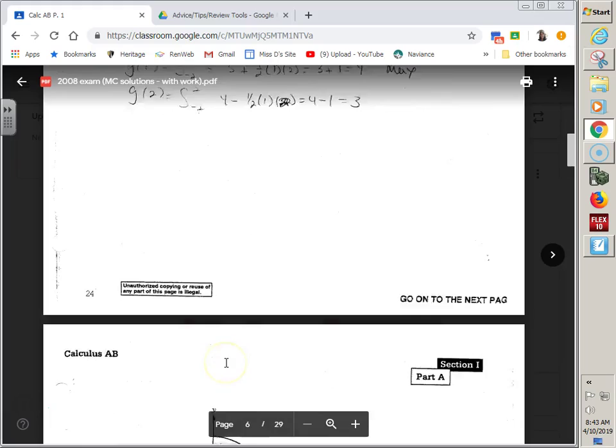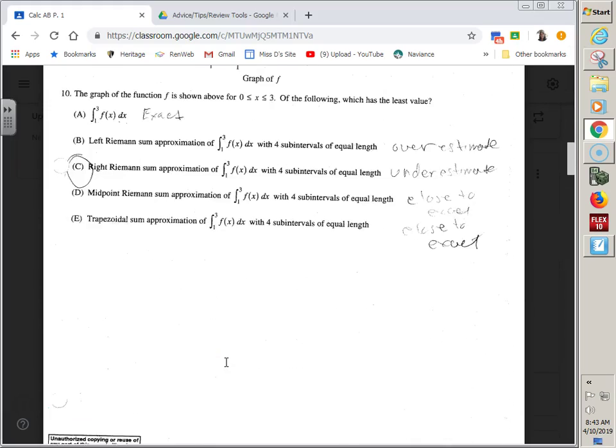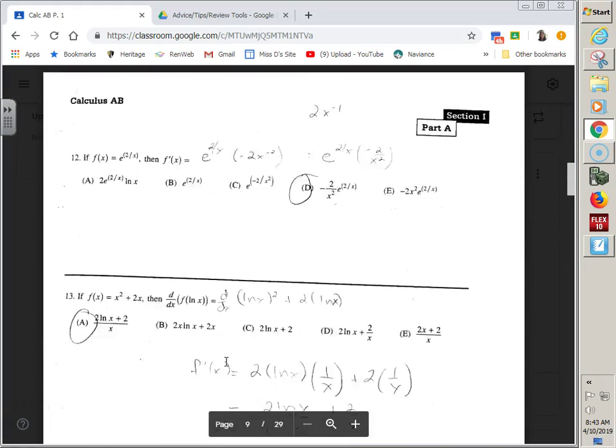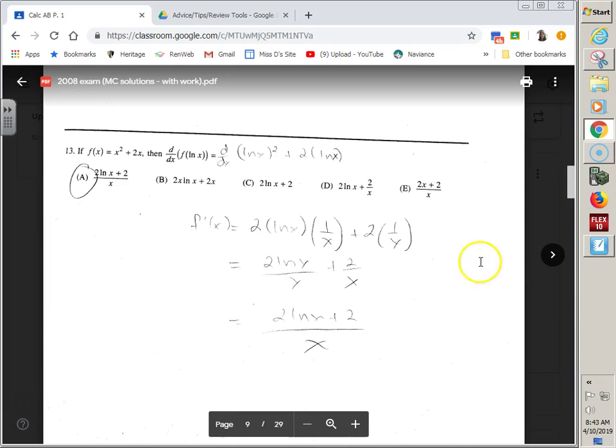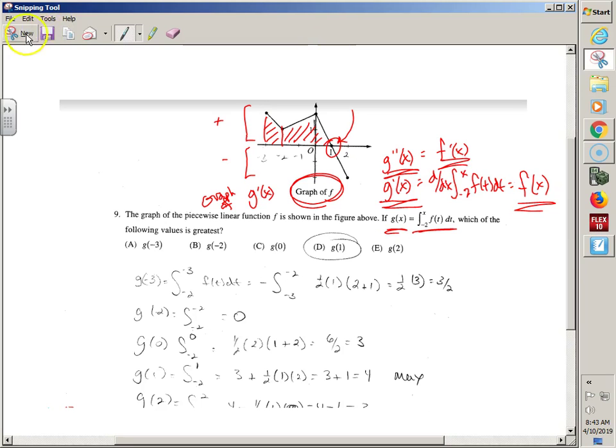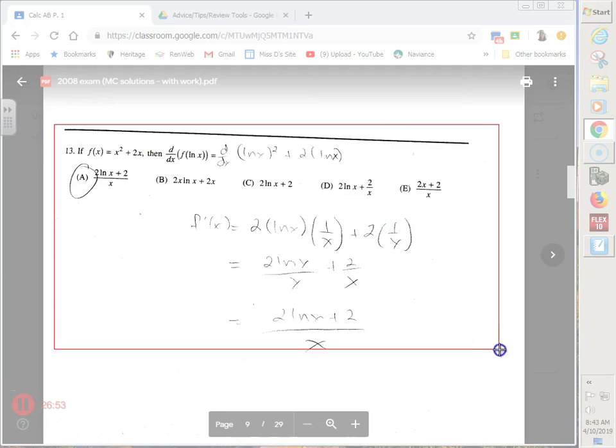What else do we have, guys? 18? Anything before 18? 13? They give you a clue.